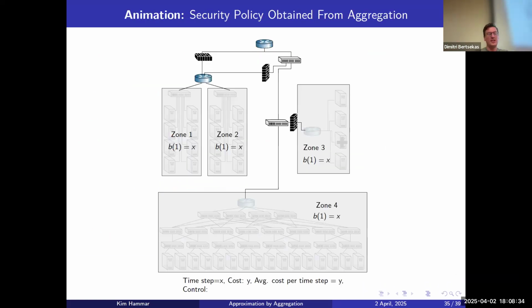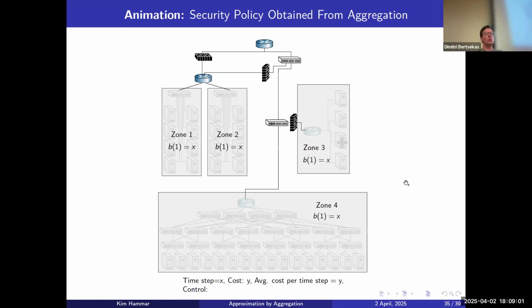So just to teach you about the animation before I run it, it's going to look something like this, where for each zone there's going to be a belief that is dynamically changing. This is the belief of compromised. 1 means compromised. You're going to see how they change over time. And at the bottom, you're going to be able to follow the time step, the cost, the control, and the average cost per time step as it accumulates over time.